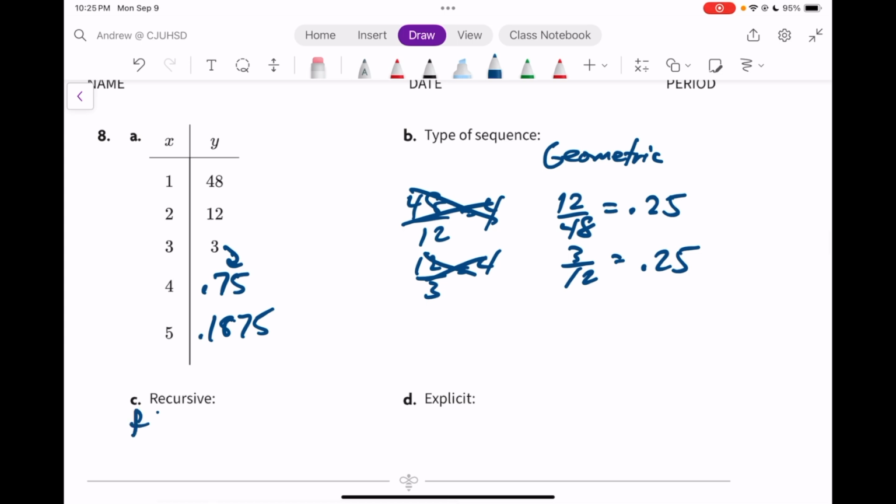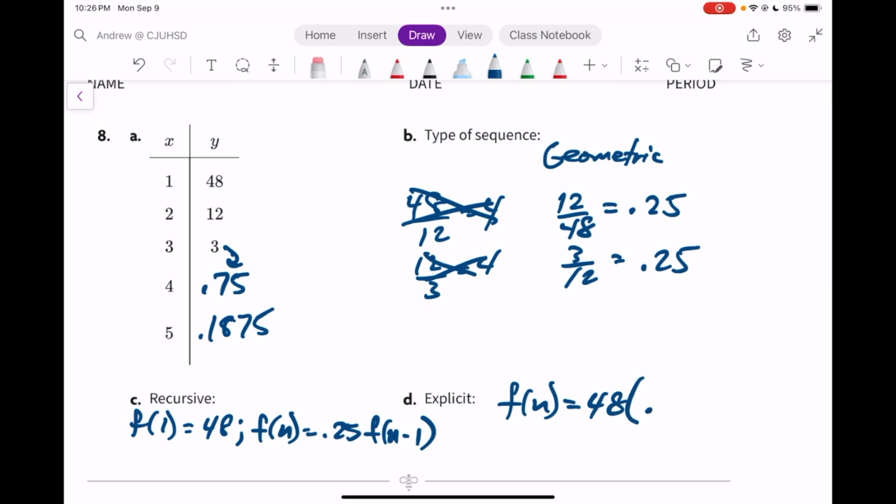Recursive starts at 48. And we multiply each term by the previous, let's see, 0.25 times the previous. Or not x minus 1, n minus 1. X minus 1, that maybe is for a future time. And explicitly, we're going to start at 48. We're going to multiply by 0.25 and take it to the n minus 1. Because we are starting at 1.